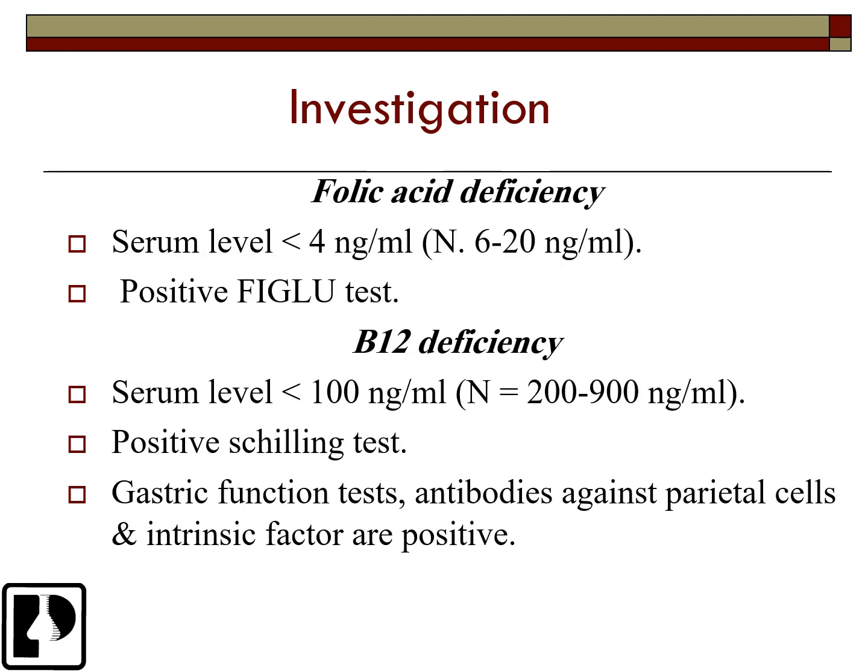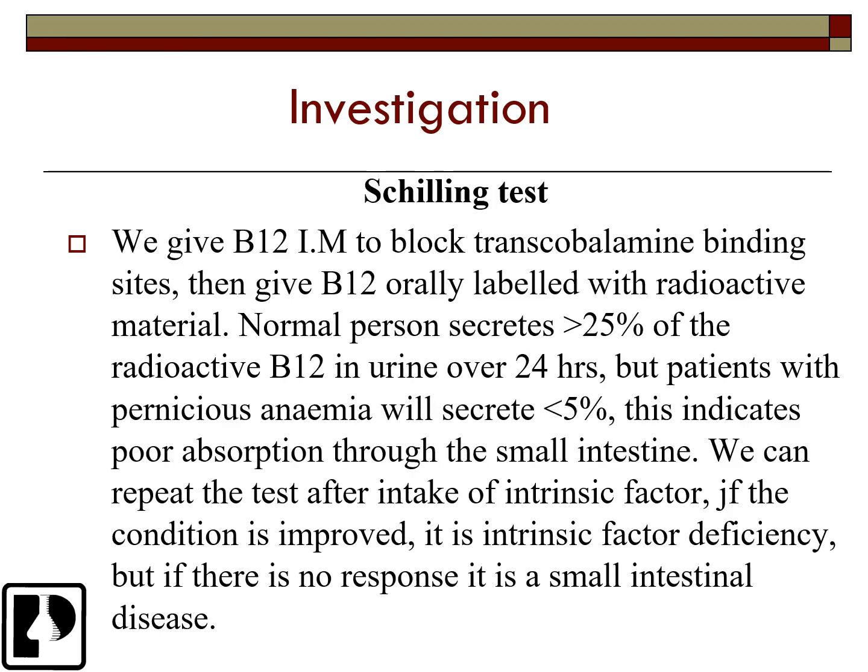In folic acid deficiency, we measure the level of folic acid. Serum level is usually less than 4 nanogram per milliliter, and a positive FIGLU test. This is not important, okay. In vitamin B12 deficiency, serum level is less than 100 nanogram per milliliter, and a positive Schilling test, not important. Gastric function test, antibodies against parietal cells and intrinsic factor are positive. Schilling test.